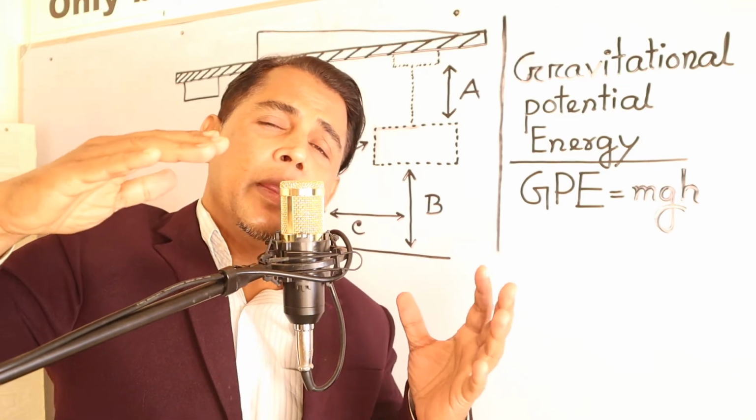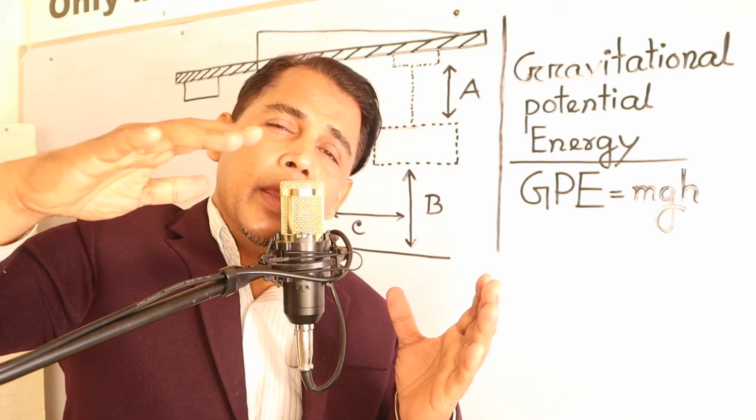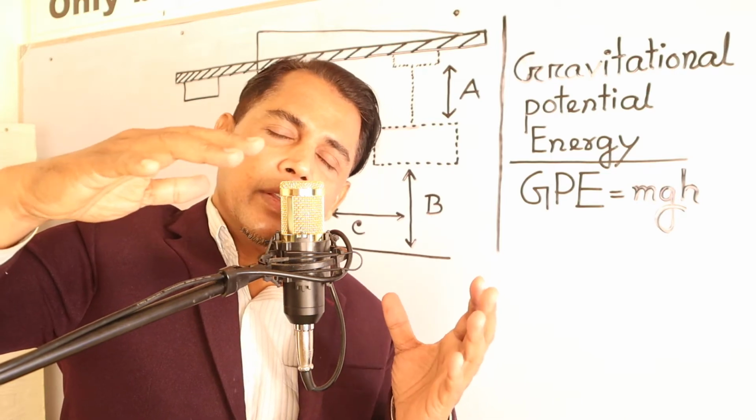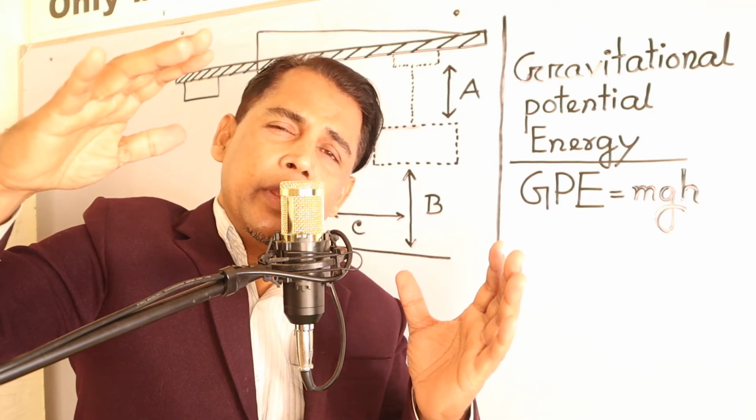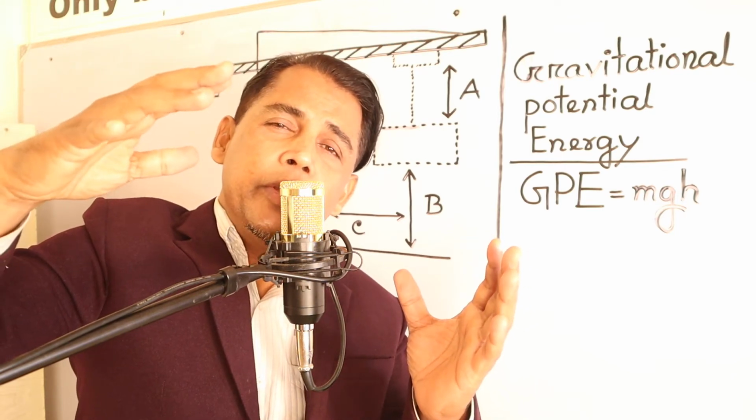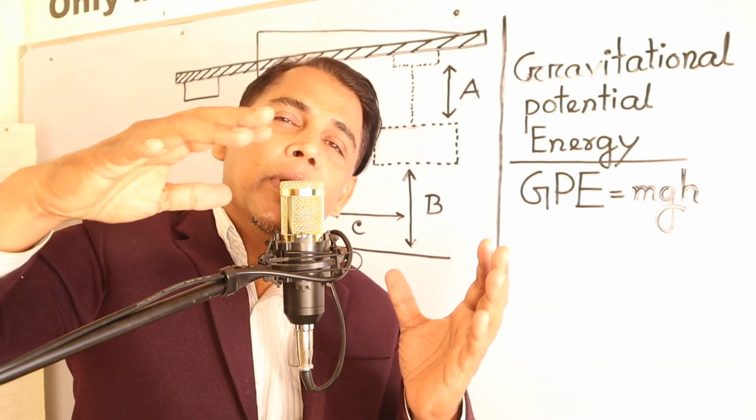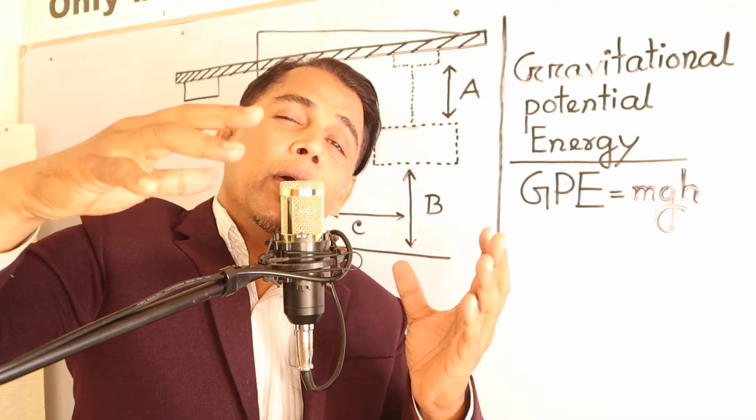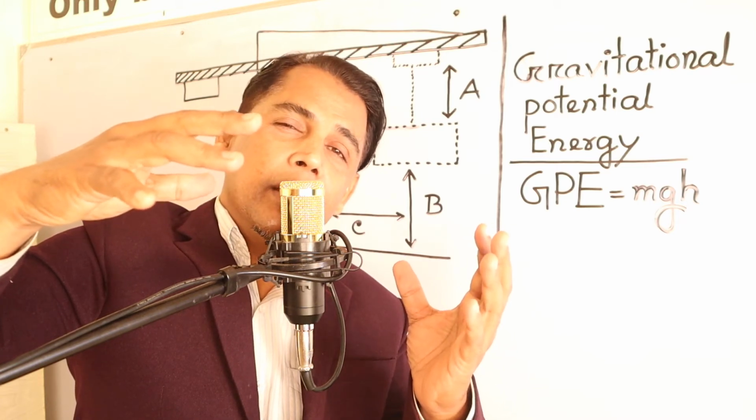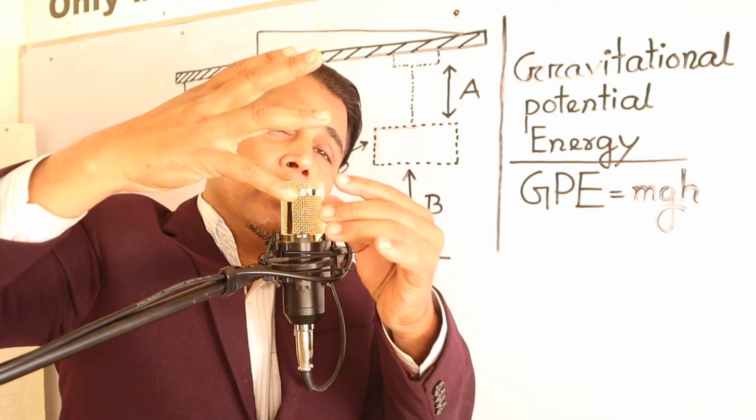I'm here to explain one important matter, that is GPE and KE. In physics there are many types of energy, but GPE is the gravitational potential energy. The word potential means possible, forthcoming realities. In GPE there are three criteria.